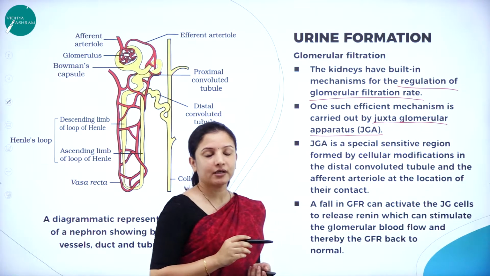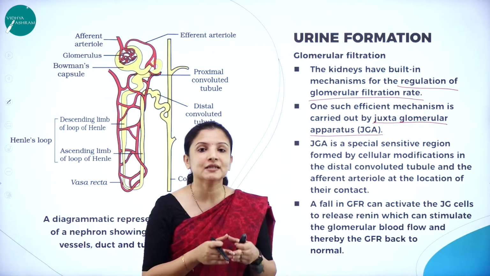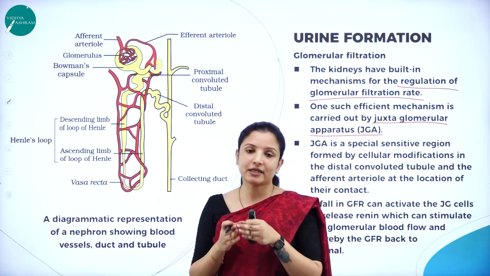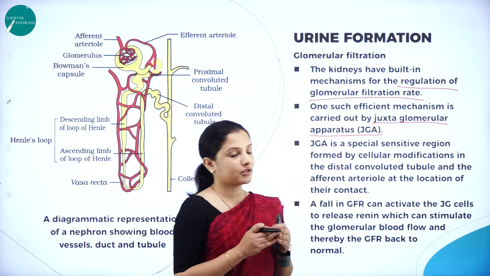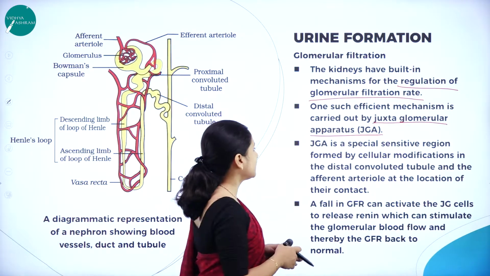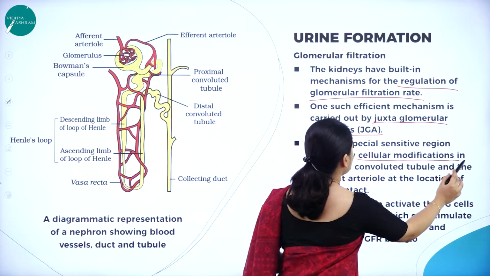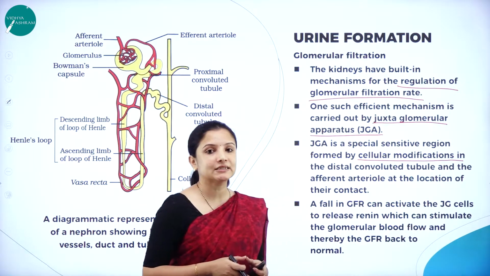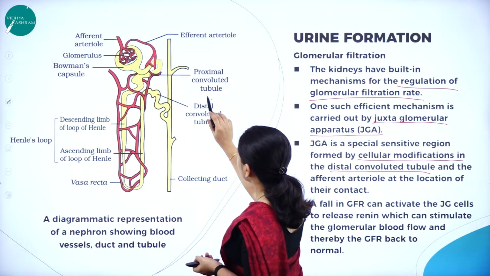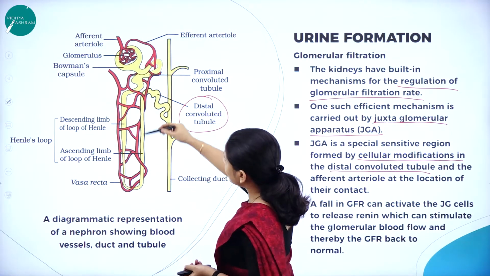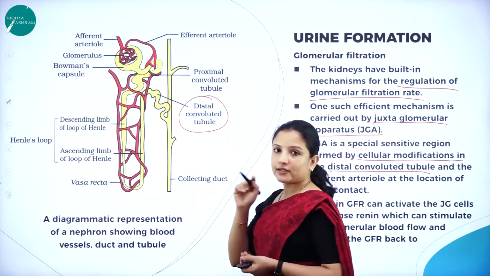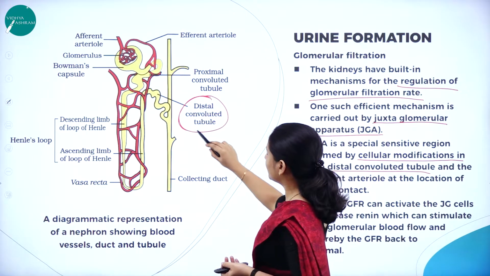So where is this juxtaglomerular apparatus present? Juxta means something near to, so it is present near the glomerulus. That is why it is called the juxtaglomerular apparatus. It is a special sensitive region formed by cellular modifications that occur in the distal convoluted tubule. The ascending loop of Henle again continues to form highly coiled structures, which are called the distal convoluted tubule.